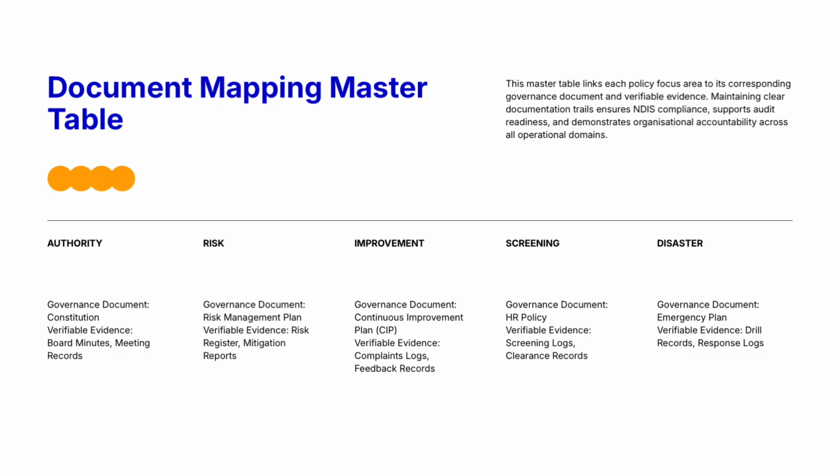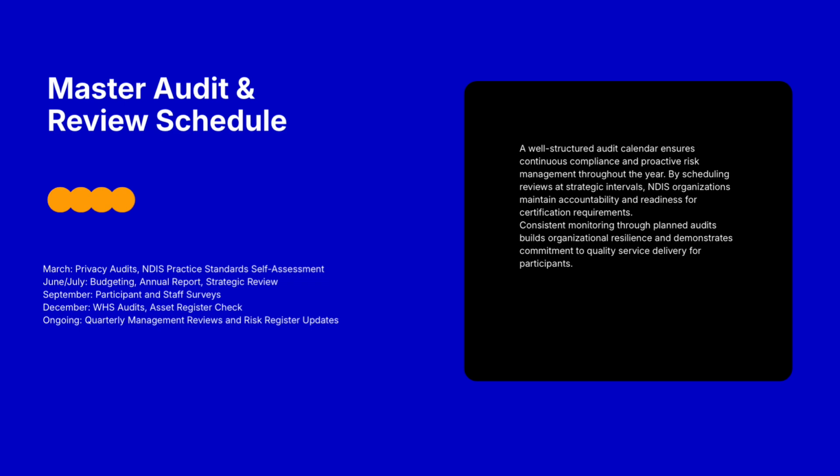When auditing enterprise risk, the auditor looks at the risk management plan backed by the live central risk register. Quality improvement is proved by showing how complaints directly populate the continuous improvement plan. HR screening compliance is verified via the worker screening status log, and disaster resilience is validated by cross-referencing the emergency management plan with verified records of annual staff evacuation drills. This layout ensures there are no gaps in the evidence trail.